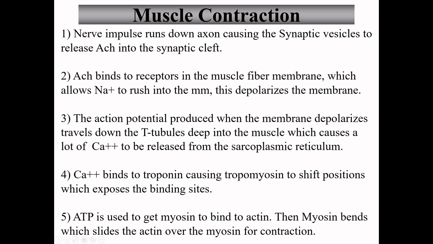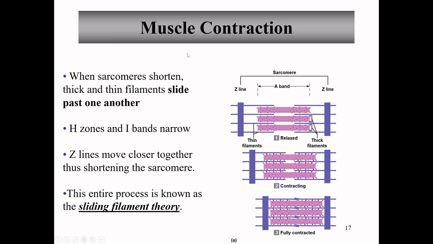We need sodium ions to come in to release the calcium. We need calcium to come in to remove those proteins, troponin and tropomyosin, that are protecting the binding sites. Once those binding sites are exposed, myosin forms its cross bridges, binds to actin, and then they slide past each other. So, in muscle contraction, when the sarcomere shortens, our thick and thin filaments slide past one another.